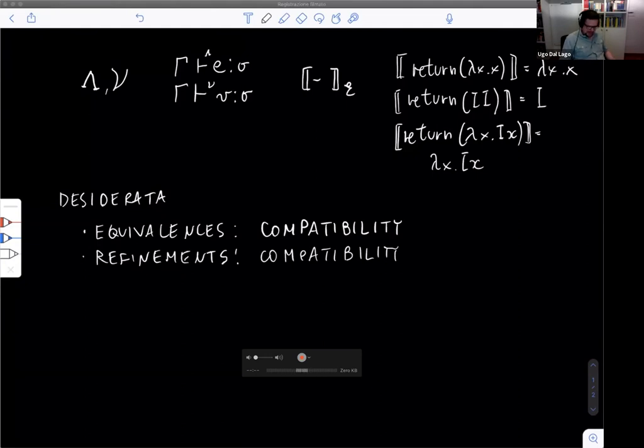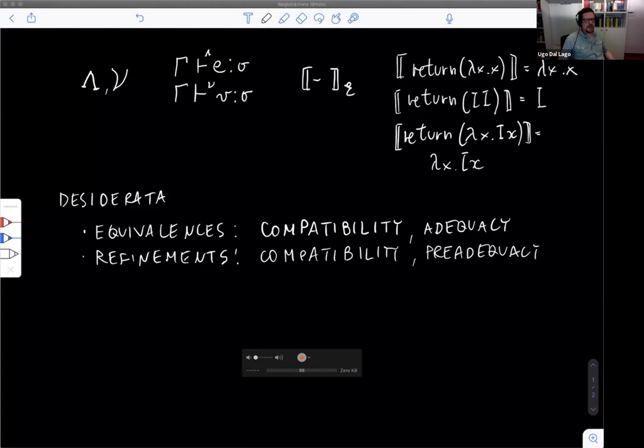Is it the end of the story? Not really. We will see today that compatibility is too weak a notion, and we need something more. In particular, we want to impose what we call adequacy and pre-adequacy. So at the level of equivalences, you want also adequacy, and at the level of refinements, you want pre-adequacy.